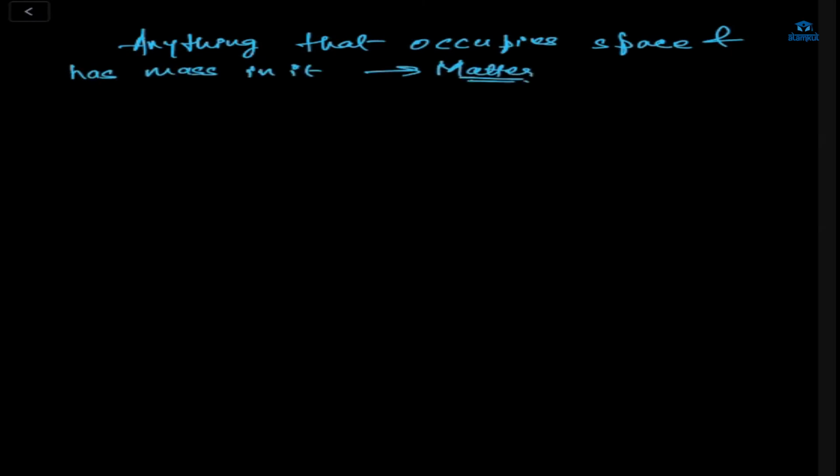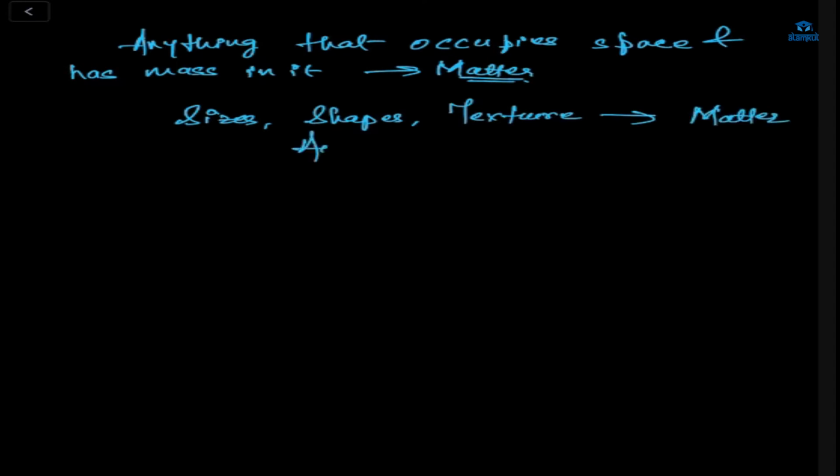Even the air around us is matter, although we cannot see it. Air is also a matter, agree? All the things around us which exist in a variety of shapes, sizes, and textures are matter. Even air, although we cannot see it.